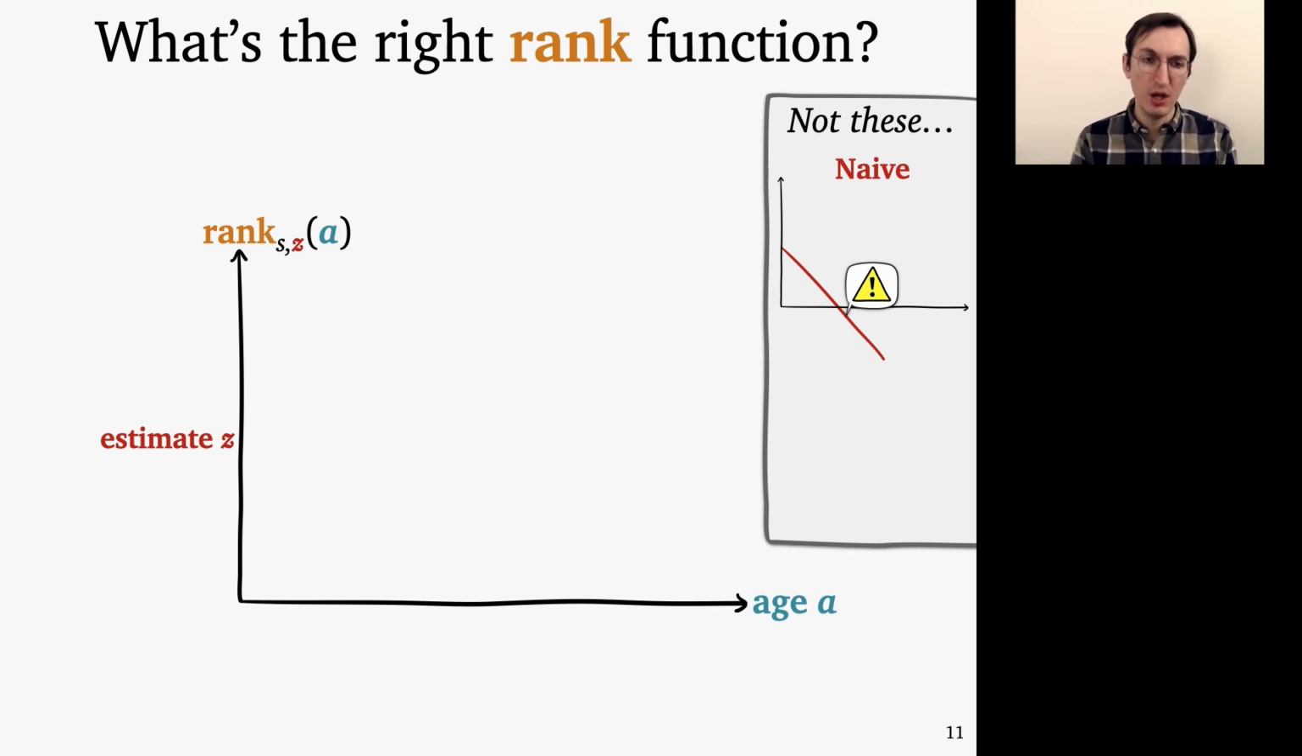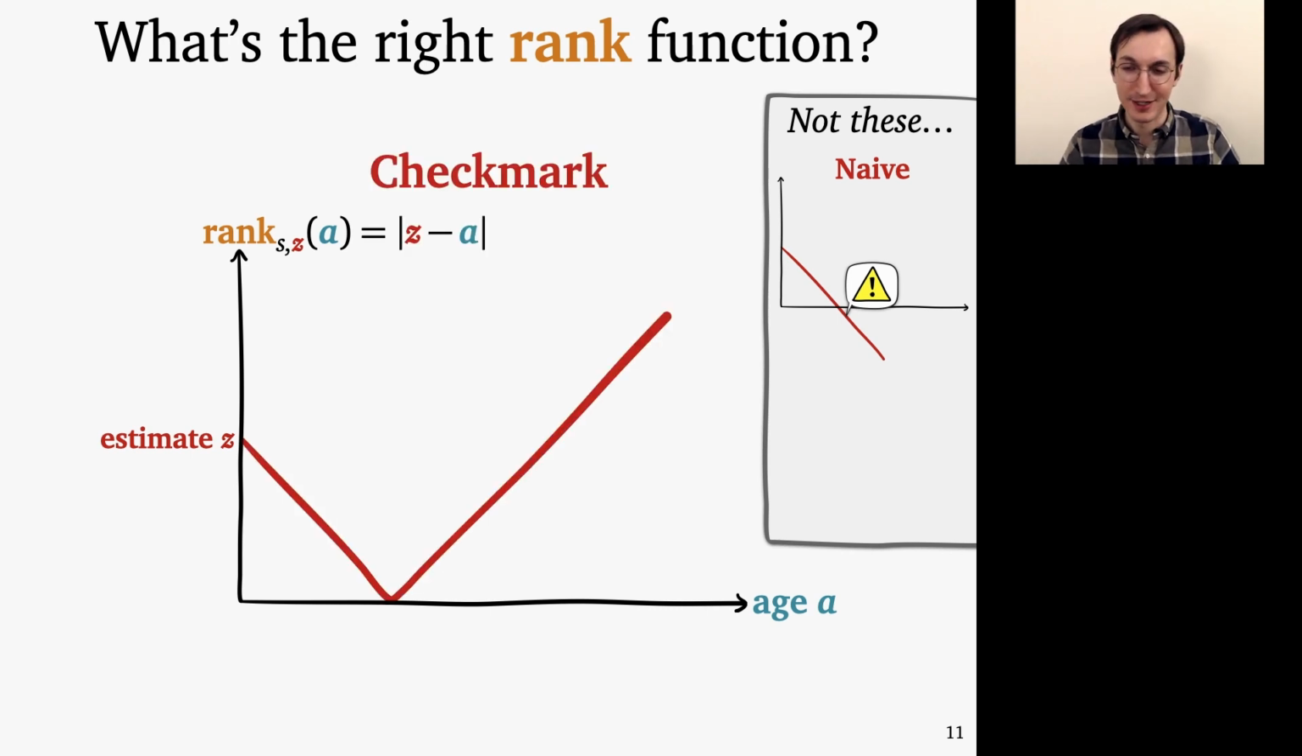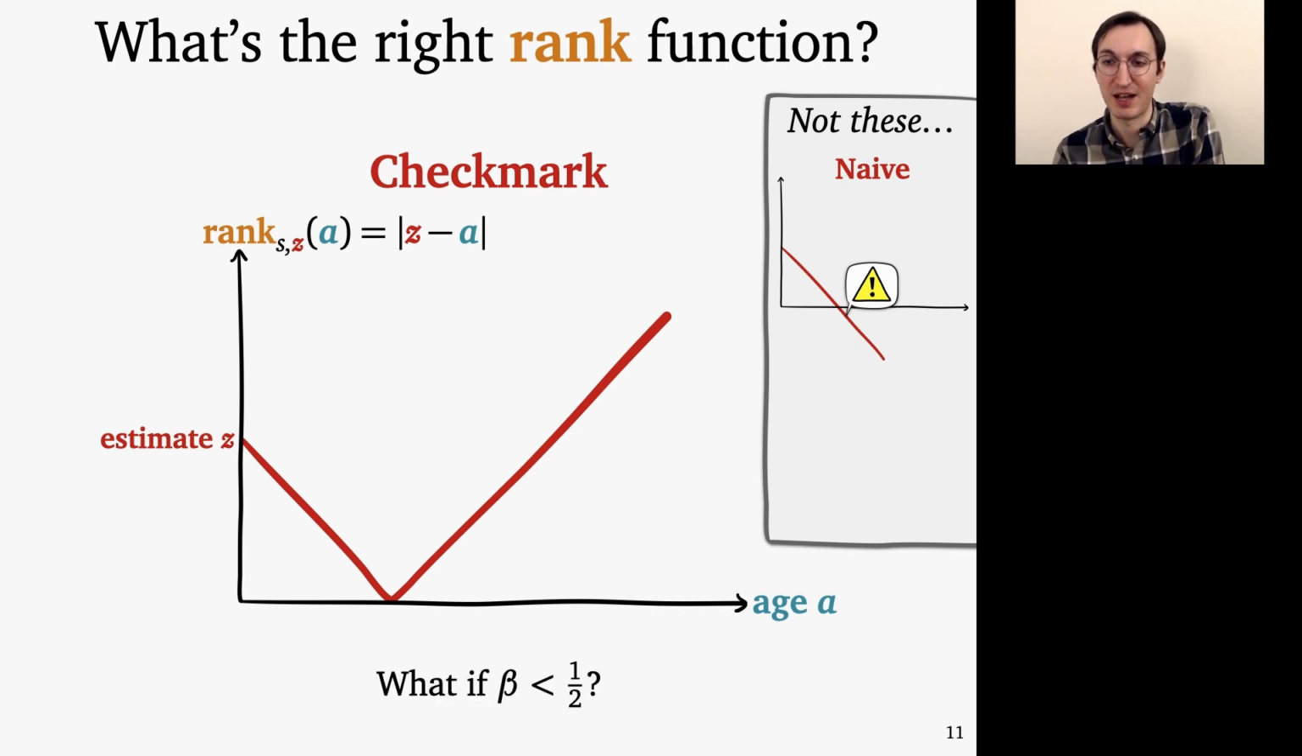All right, so what can we do instead? How can we fix this problem of naive? Well, I said the rank function going negative was a problem. What if we just didn't do that? So this leads to a policy called checkmark. And checkmark is consistent. But unfortunately, checkmark is not graceful, at least not when beta is less than 1/2. So what goes wrong when beta is less than 1/2?